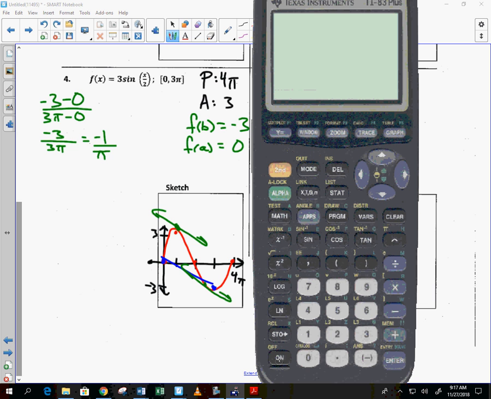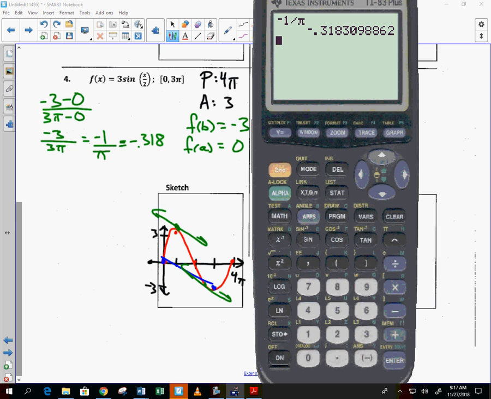Just for the sake of trying to do a little bit of work here in the future, I'm going to take -1 divided by pi to get a little bit of a decimal. I get -0.318. What is that? What does that mean? Slope of what? Which line? Slope of all of them, right?